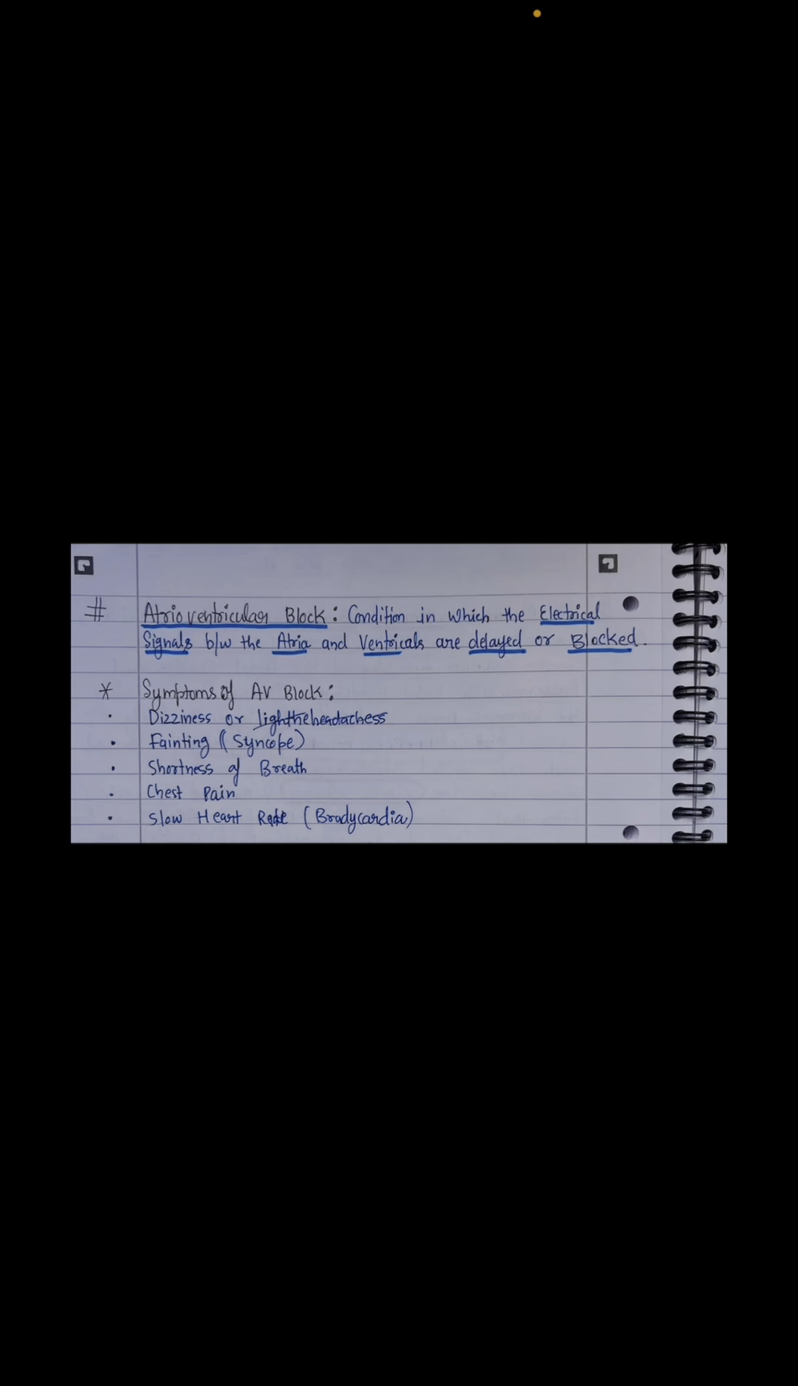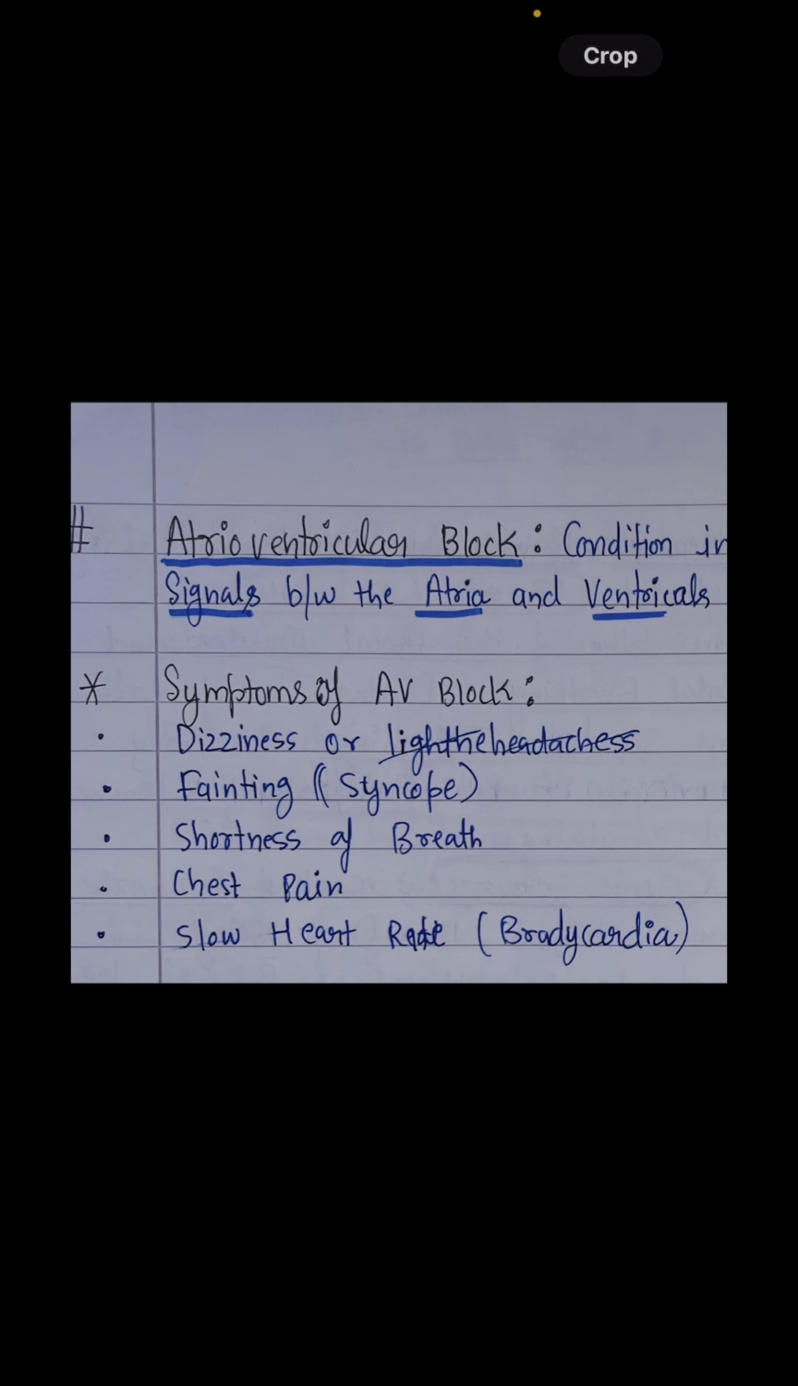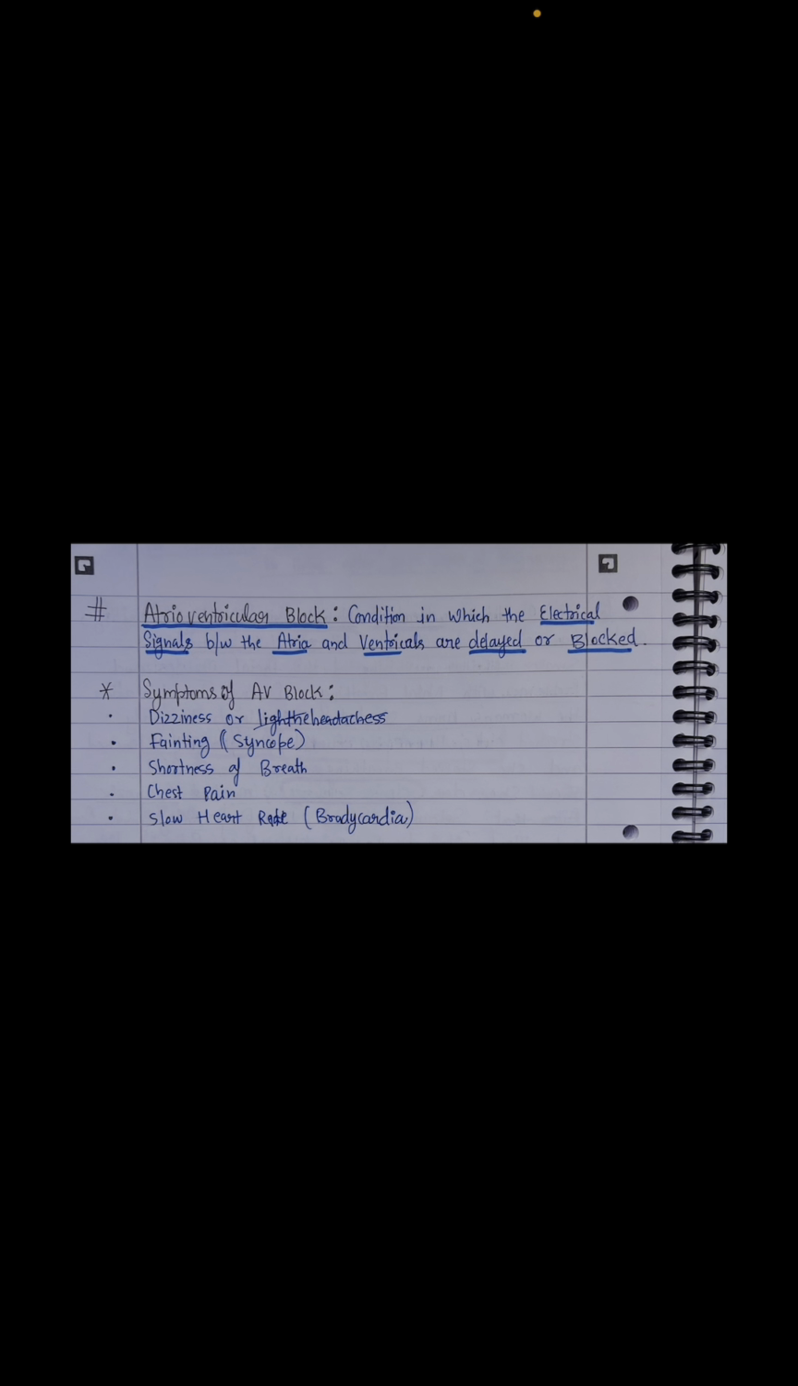Atrioventricular block is a condition in which the electrical signals between the atria and ventricles are delayed or blocked completely. So the symptoms which we are going to see in the patient will be dizziness, fainting, syncope, shortness of breath, chest pain, slower heart rate, because we know that the cardio and pulmo system works together. So we will see heart and lung system in the patient.